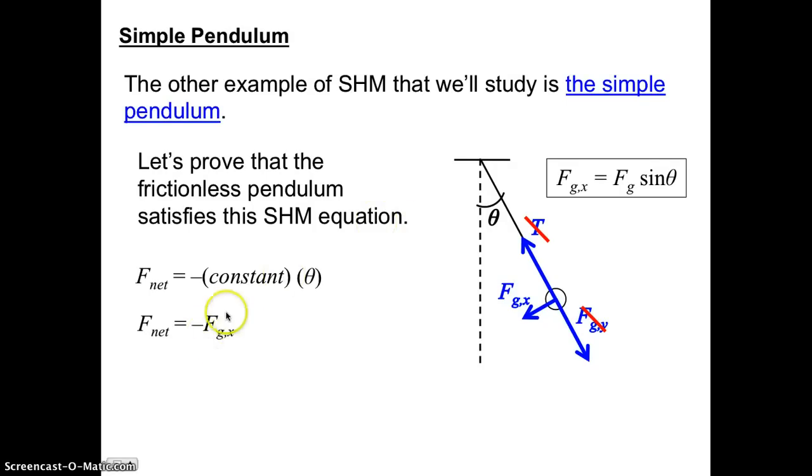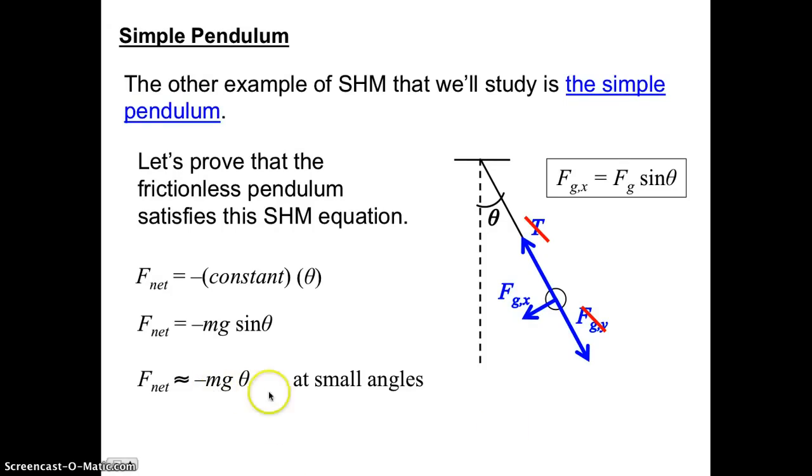But FGX is equal to FG sine theta. That's what the box shows. So we can replace FGX with mg sine theta, like this. And now, here's the magic. Remember that the small angle approximation says that the sine of theta is replaceable with theta itself at small angles. So we can take sine theta and replace it with theta. And at small angles, the net force is approximately equal to negative mg times theta.